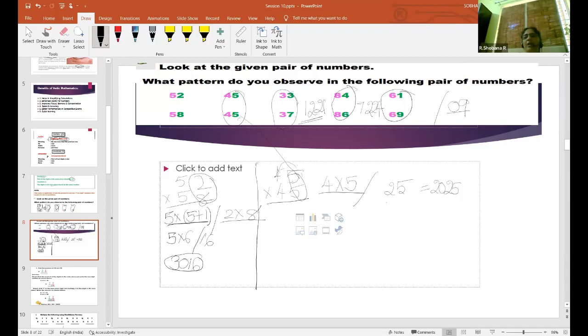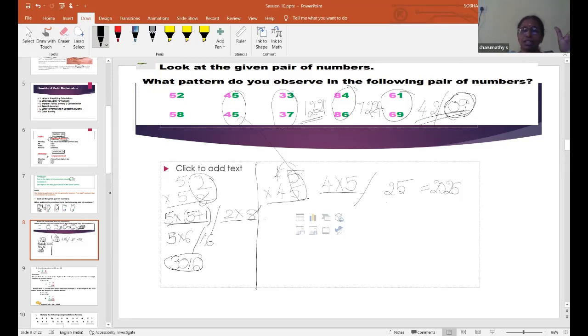6 into 7 is 42. So 4209. So it's always very important to note that this must be of 2 digits. This is the main thing they have to note down. 09. Many times children, when they are doing it very fast, skip that 0. That is very important.